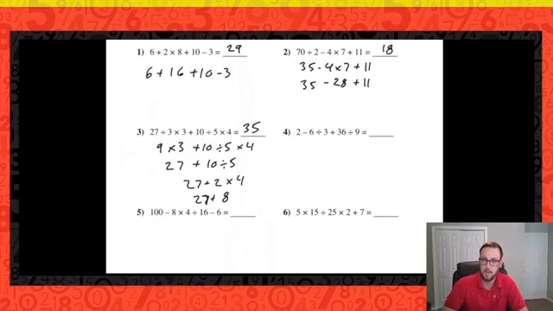That was a little bit trickier. We had a lot of multiplication and a lot of division on that, so nice job.